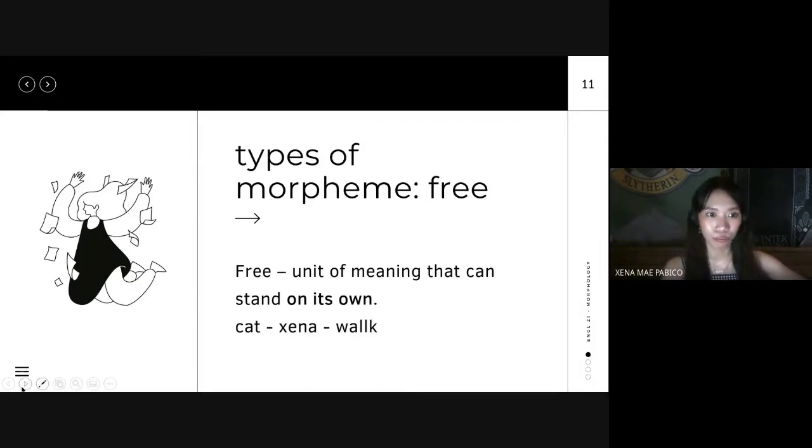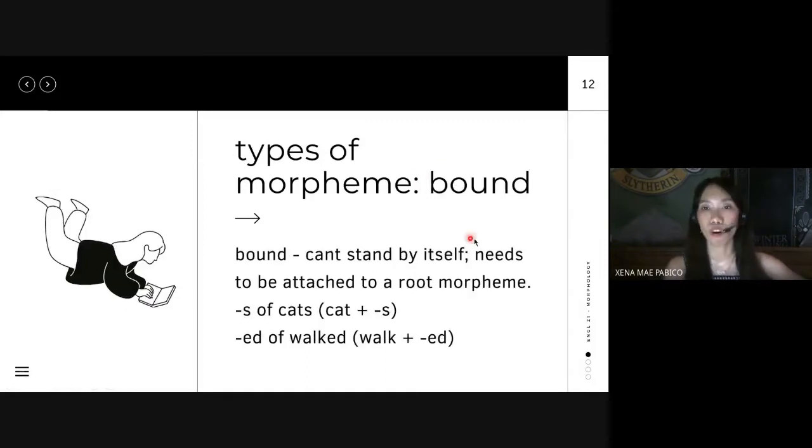The other type of morphemes are bound morphemes. While the other is free, bound morphemes cannot stand by themselves. They need to be attached to a root morpheme for them to make sense. So an example of that is the bound morpheme s from the word cats and the bound morpheme ed from the word walked. But you might say, ma'am, s is just a letter.